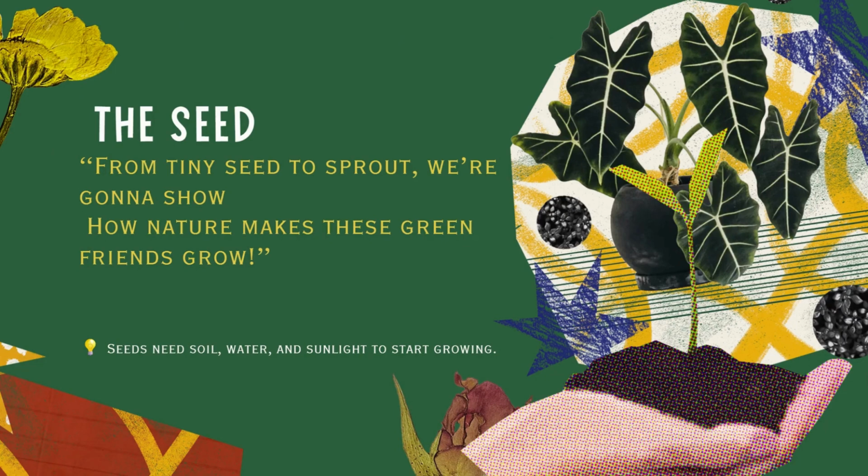And that was a tidbit of the song. As you can see, I used the words and the lyrics of the song as a catalyst for each portion of this presentation. For tiny seed to sprout, we're going to show how nature makes these green friends grow. And as we go through the presentation, you'll see the slides echo the lyrics. That way, the lyrics kind of explain the plant life cycle as we continue on through.